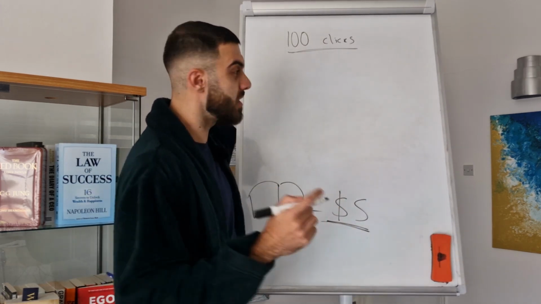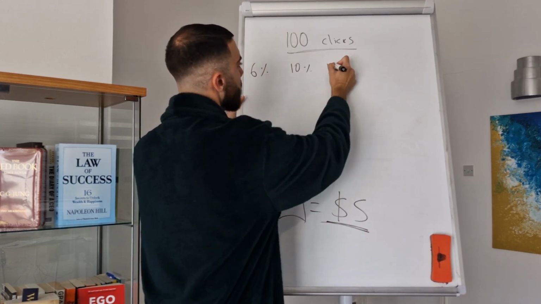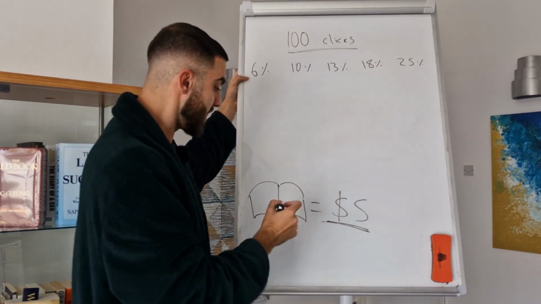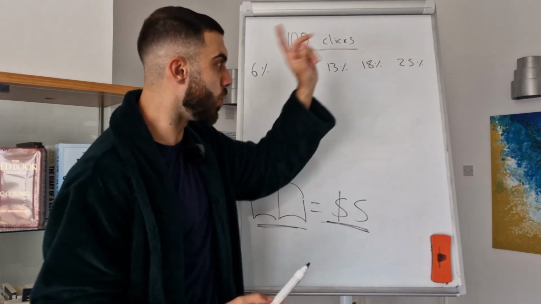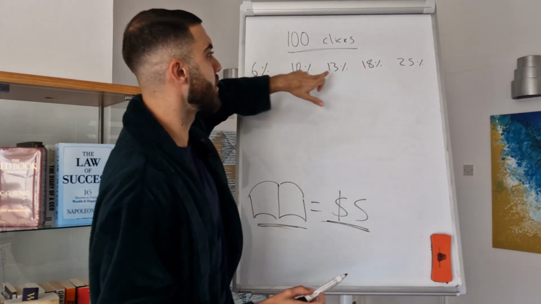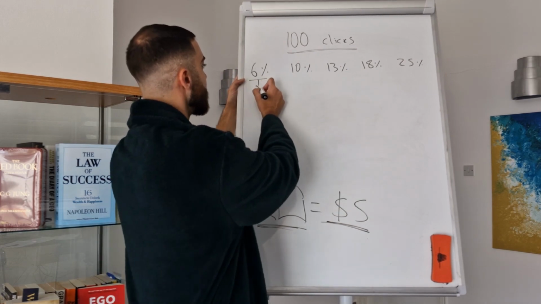Now, let's give ourselves some conversion rates. Let's say 6% conversion rate. We'll say 10, 13, 18, and 25. Now, these are conversion rates for this exact book. This applies for just one book. That's it. This book gives you $5 and it either has a 6, 10, 13, 18 or 25% conversion rate. Well, let's see how much money we make if it has a 6% conversion rate.